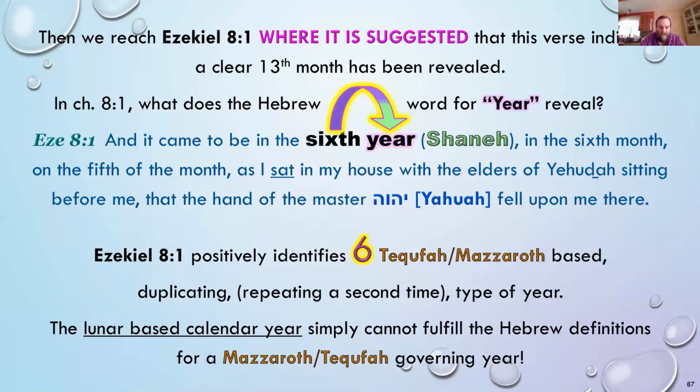The lunar-based calendar year simply cannot fulfill the Hebrew definitions for a Mazzaroth Tequfah governing year. So right there in Ezekiel 8:1, he identifies with his own words in his own writing what types of year that he was living and what types of year guided the lives at that time. And they are Tequfah-based Shaneh years where there is 12 months each, a strict 30-day month. That is your Shaneh year that Yahuwah instilled on this earth at creation.